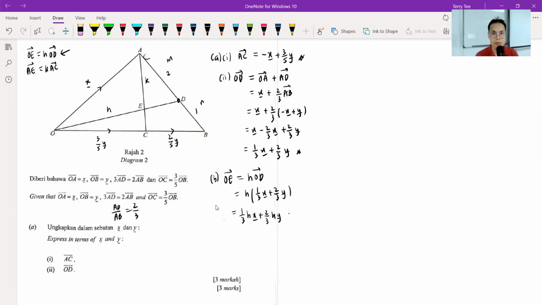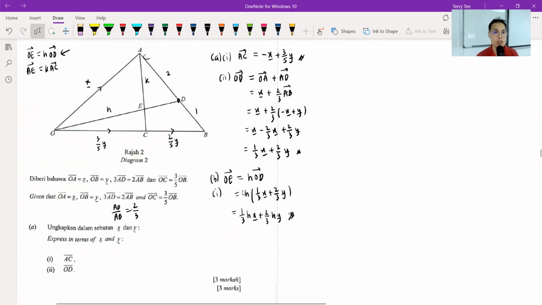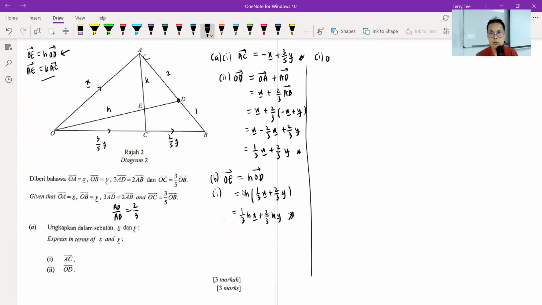Okay, so now I've got B Roman 1, I've got OE in terms of H. But the next part, I need to find OE in terms of K, X, and Y. So I need to use this information here, AE equals K AC. Let me continue here. If I were to go from O to E and I want to use this AE, I must go O to A to E. Let me write here, O to A to E. So this is a slow way.